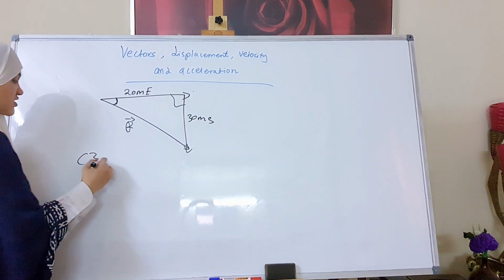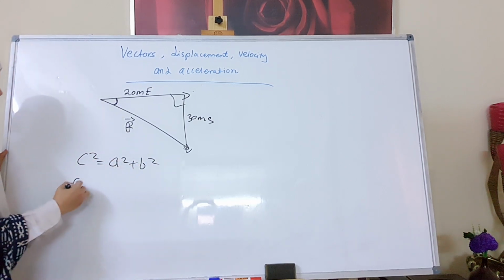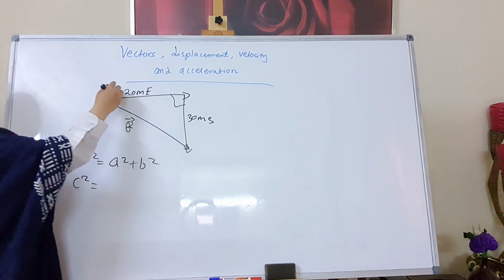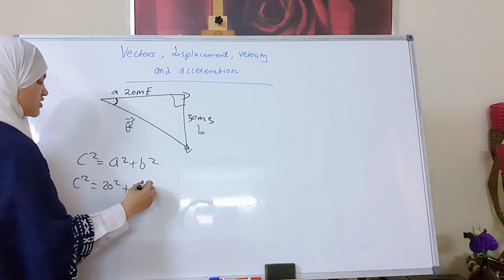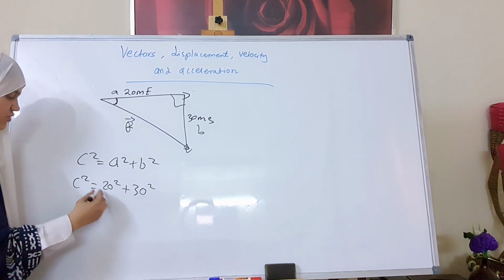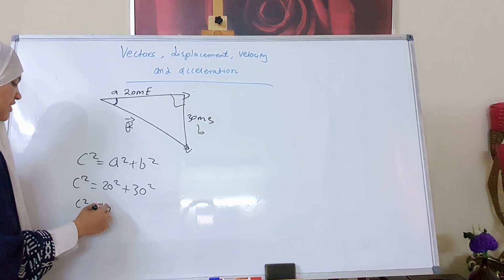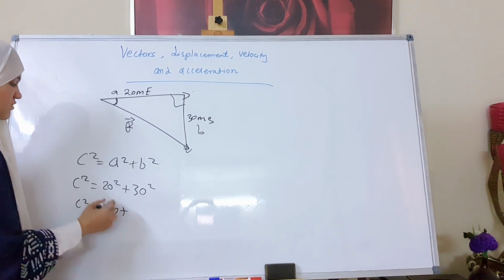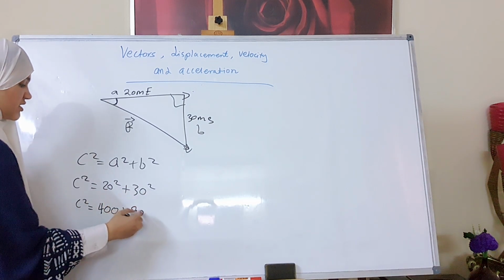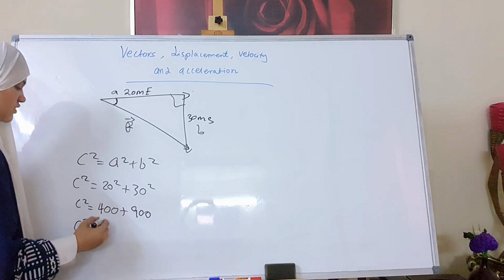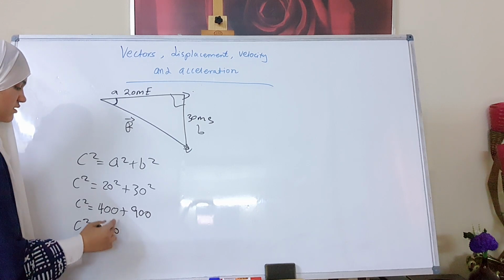So by using the formula c squared is equal to a squared plus b squared, what do we have here? Let's say a here and b here. So it will be 20 squared plus 30 squared. Then c squared is equal to 20 squared, that means 400, plus 30 squared, that means 900. C squared is equal to 400 plus 900, it will be 1300.